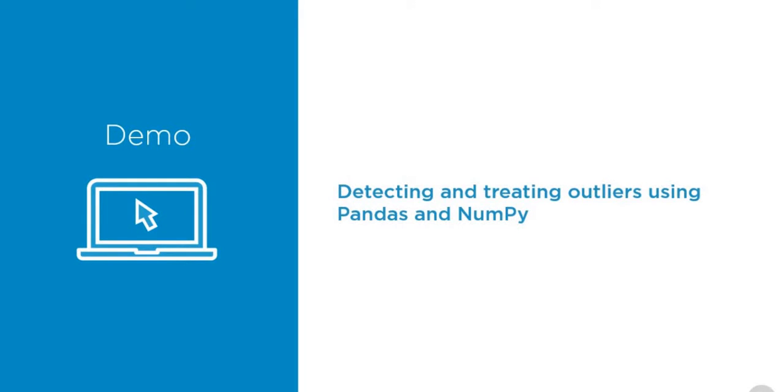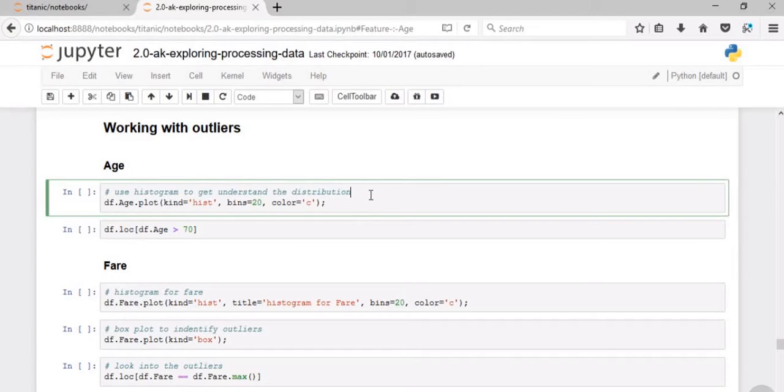In this clip, we will use pandas and NumPy to detect and treat outliers in the Titanic dataset. Here we are in the Jupyter notebook. Let's look at the age attribute first to see if we have outliers in this particular attribute.